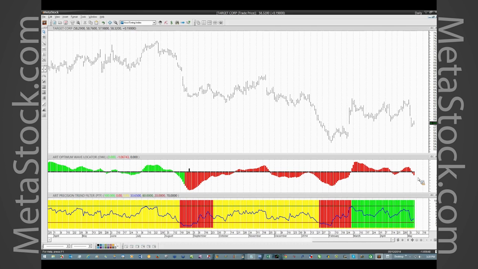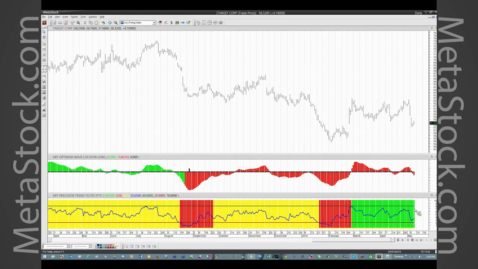We have found that has saved our butt many, many a time of getting into markets a little too early. So if you wait for that to turn, then the momentum has changed, and it's pretty quick and agile enough that it will turn in time so you can still make quite a bit of profit on any particular trend of significance. Now, don't forget, the PTF is green.